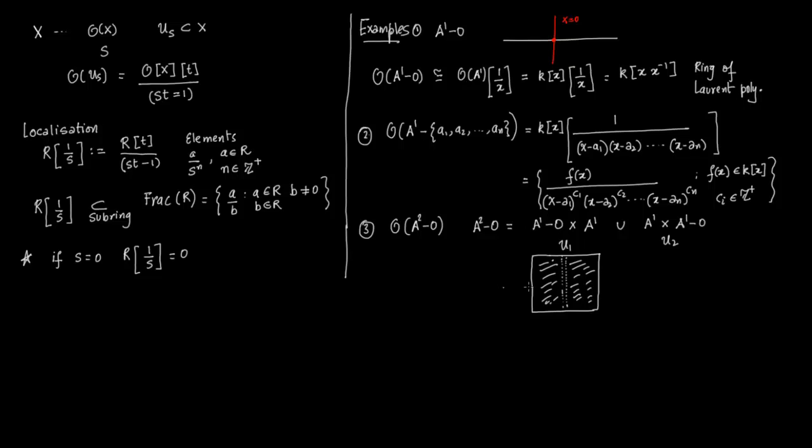So U1, (A1 minus 0) times A1, is nothing but this, where x equals 0 is missing, and x equals 0 is nothing but the y-axis. So x equals 0 is the polynomial which is missing. Keep in mind, now we have to adjoin 1 by x here. Similarly for U2, by symmetry the x-axis is missing, so y equals 0. When I form the ring of O of A1 times (A1 minus 0), I will have to adjoin 1 by y to it, because y equals 0 is not in the set here.